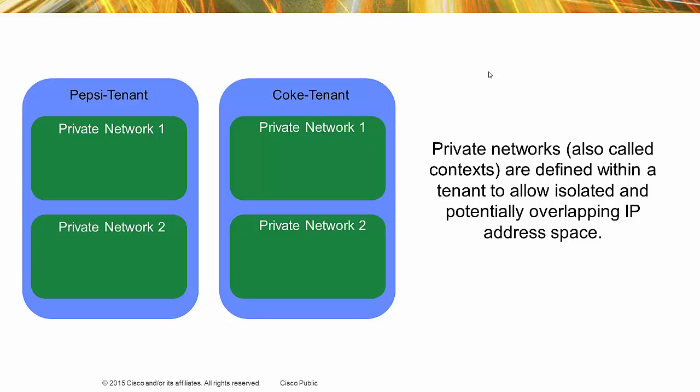So let's say in this example, in the Pepsi tenant, we created a private network 1 and private network 2. I could literally have the same private network with the same subnet in the Coke tenant also. Because if you recall, the tenant acts as a container. It's completely isolated. So that way we can have overlapping IP addresses too.